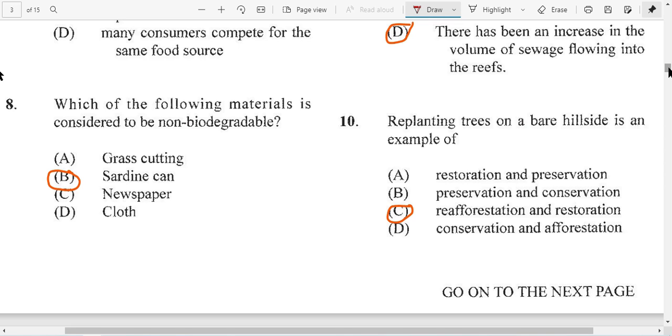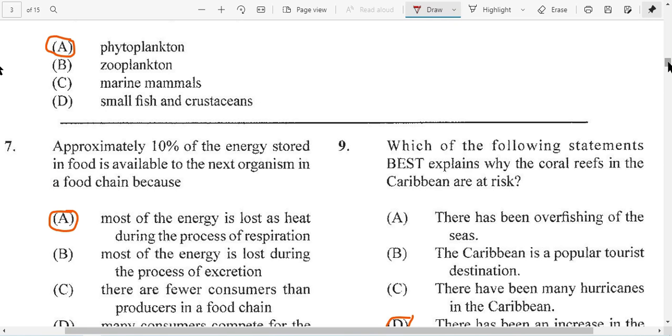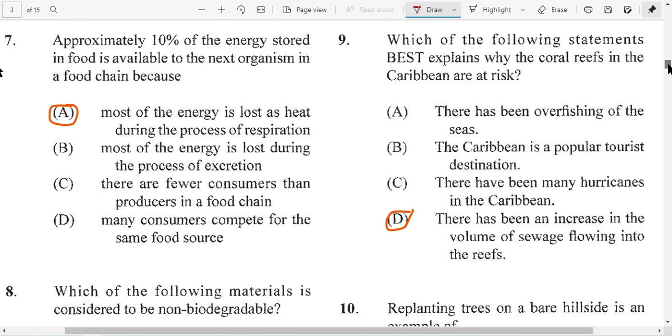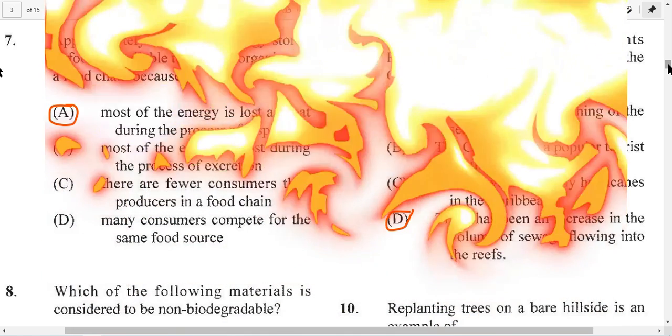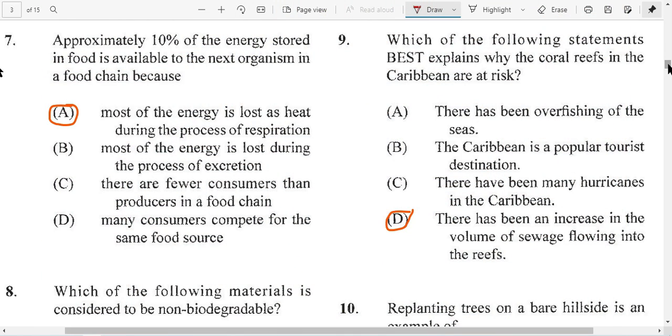I will move on to question number 9. Which of the following statements best explain why coral reefs in the Caribbean are at risk? Now, this is a fiery question. We'll have to blow some heat on this one. There has been overfishing of the seas. Now, depending on what method of fishing you're using, if you're trawling, it will damage the coral reef. If you're dynamiting it, it will destroy the coral reef. If you are diving down there to get conch, of course, you're going to destroy the coral reef. That is plausible, but let us continue.